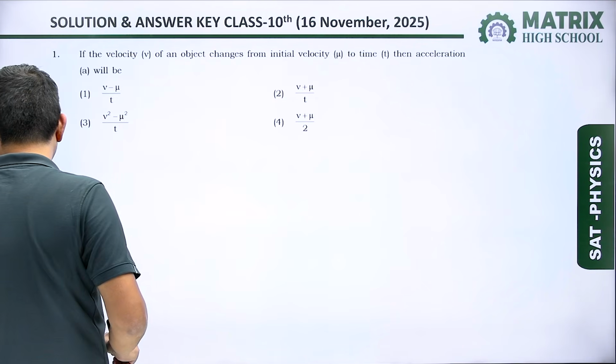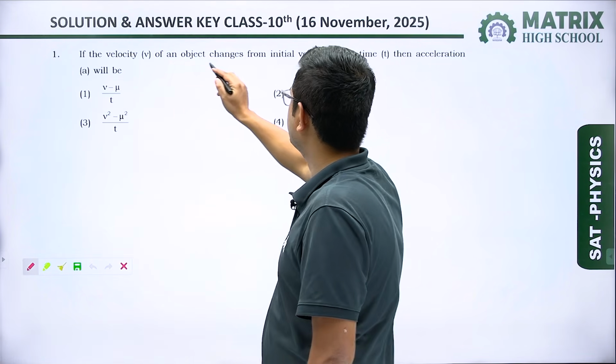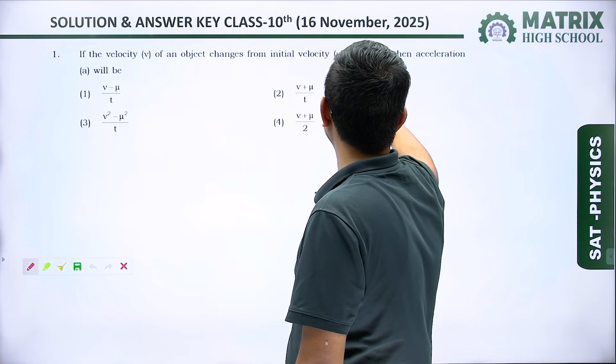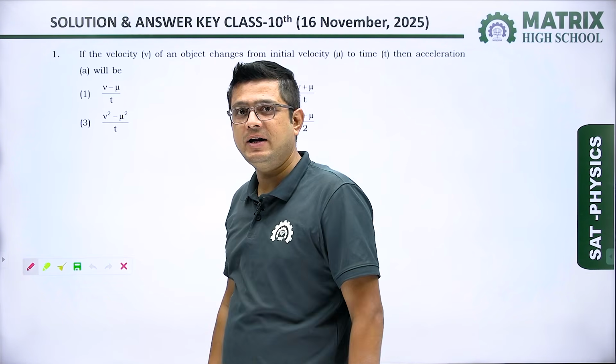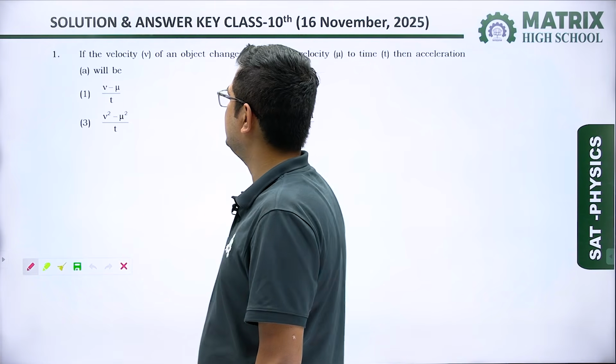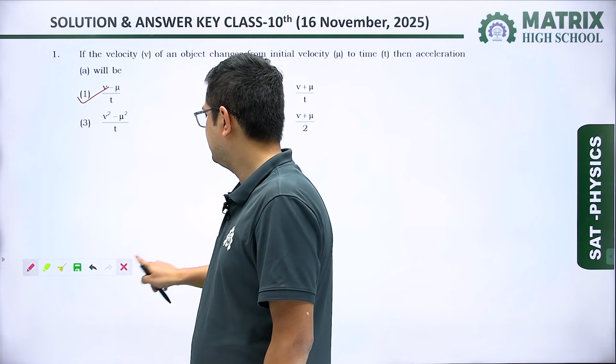Question number 1. In question number 1 it is said, if the velocity v of an object changes from initial velocity u to time t, then acceleration will be, as we know that the formula for acceleration is (v minus u) upon t. That means option 1 is our correct answer.